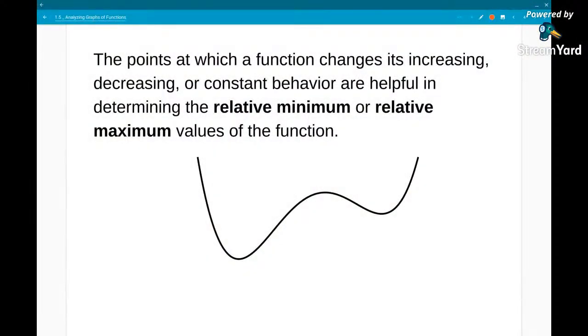When a function changes from increasing to decreasing, or let me rephrase that, the points at which a function changes its increasing, decreasing, or constant behavior are helpful when determining what are called relative minimum and relative maximum values. So first of all, let's talk about increasing.